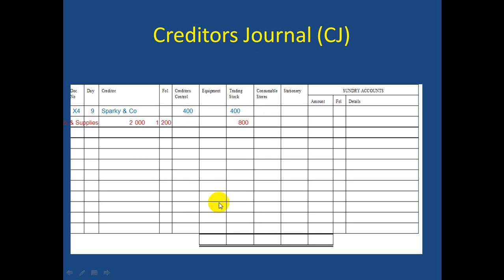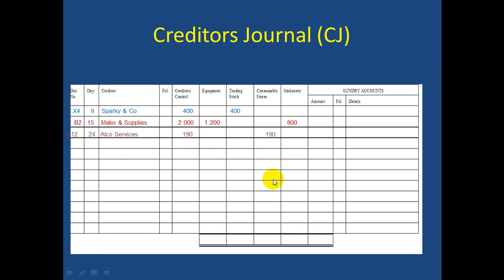Okay, so on day number 15, we went to Macro Supplies. We bought something for 2,000 Rand, and that was constituted of equipment of 1,200 Rand and stationery of 800 Rand. So both of these obviously make the 2,000 Rand liability that we now have. So this is the amount of money we owe. If I had to ask you right now, gentlemen, how much money do we owe after these two transactions? We owe 2,400 Rand. Yeah, that's right. Okay, and we've bought equipment, trading stock, and stationery with this money.